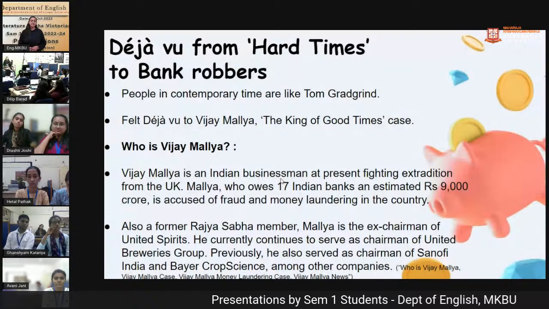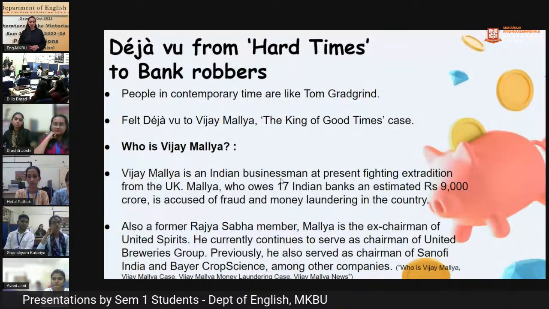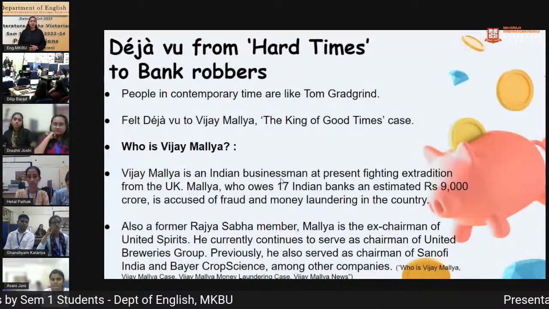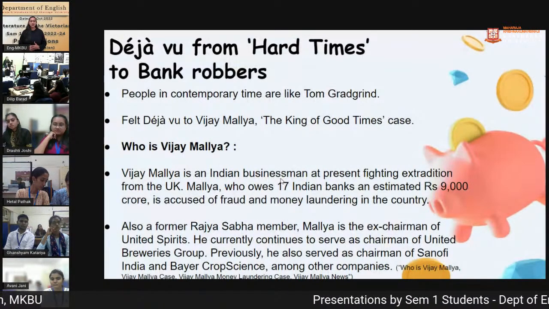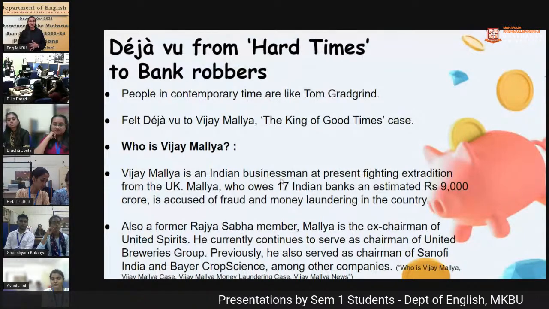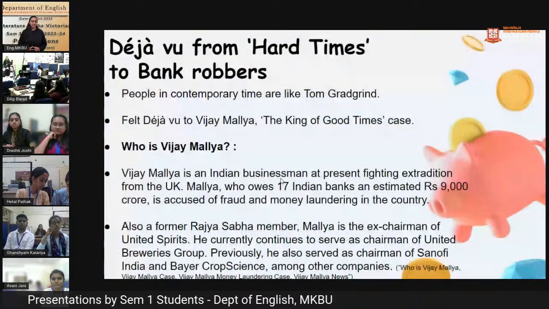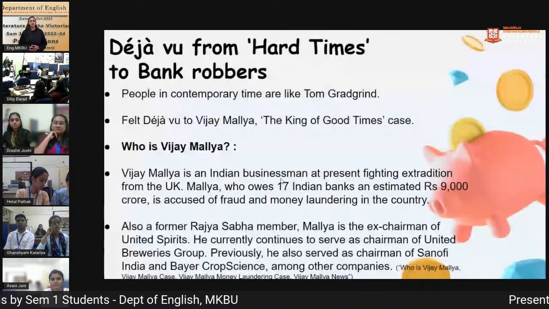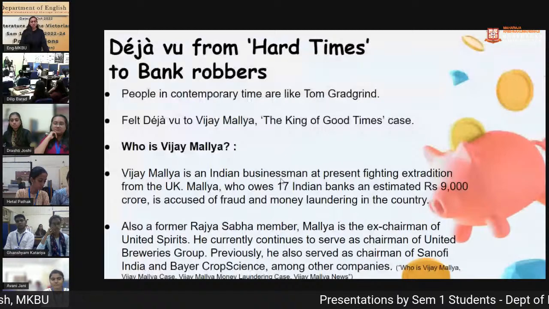Vijay Mallya is an Indian businessman, at present fighting extradition from the UK. Mallya, who owes 17 Indian banks an estimated rupees 9,000 crore, is accused of fraud and money laundering in the country. Also a former Rajya Sabha member.